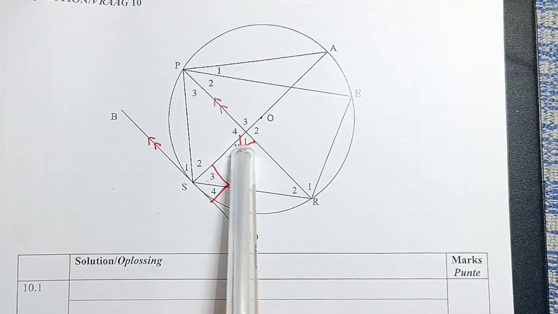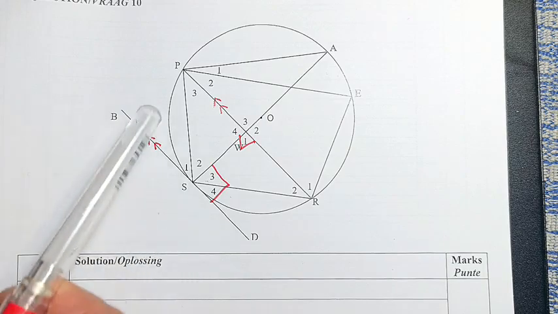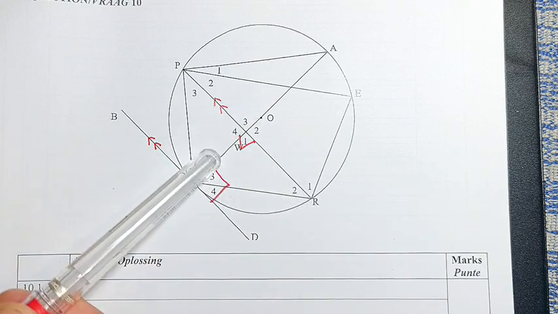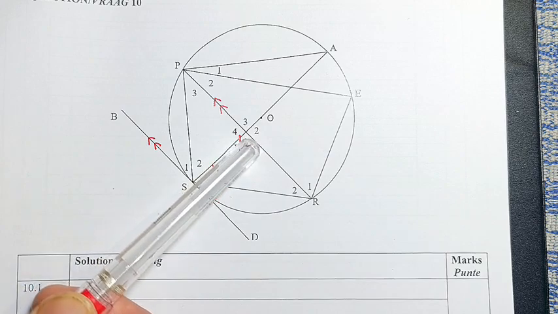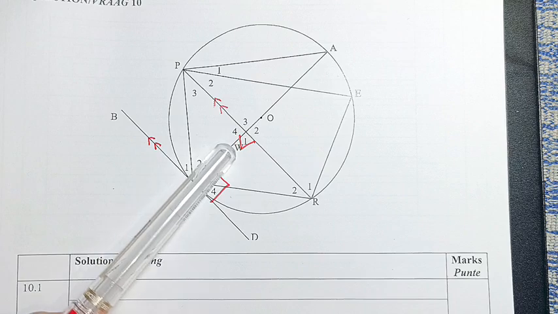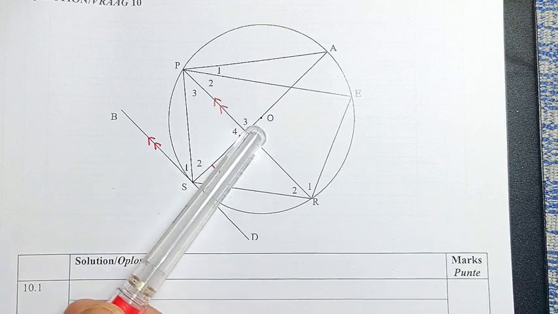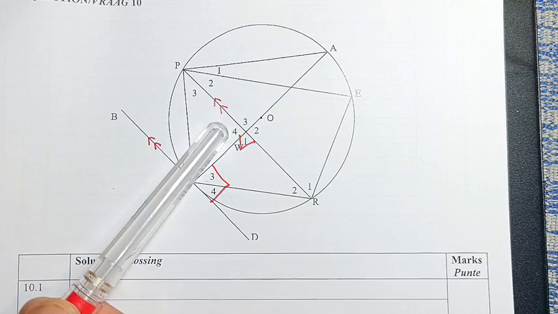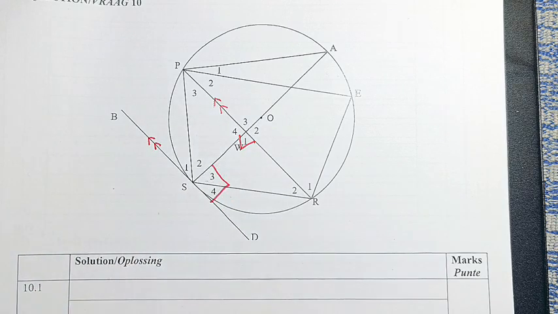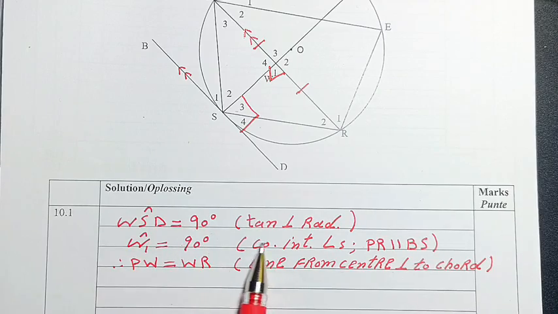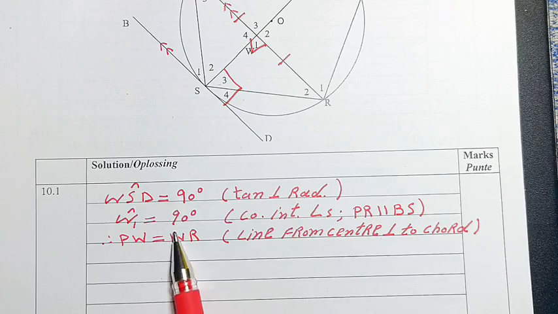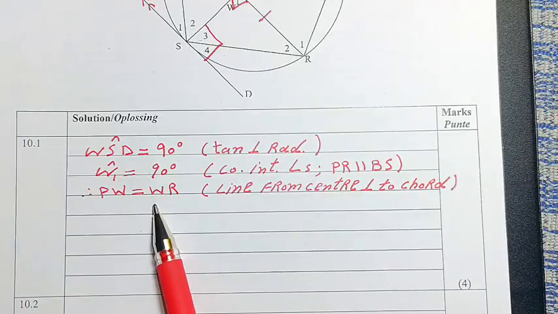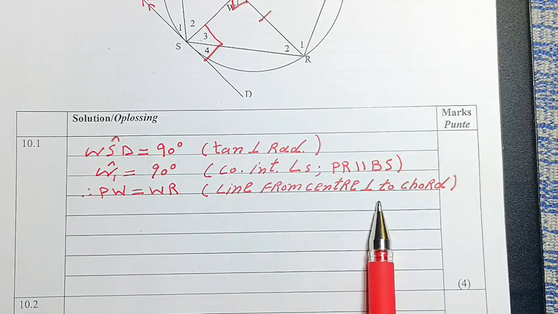This is also 90 degrees. Therefore, I can say now PW is equal to WR, because if you look this way, W2 is also 90 degrees, angles on a straight line. So, line from center perpendicular to chord. So that's why PW is equal to WR. So WSD is equal to 90 degrees, tangent perpendicular to radius. W1 is equal to 90 degrees, co-interior angles, PR parallel to BS. PW is equal to WR, line from center perpendicular to chord.